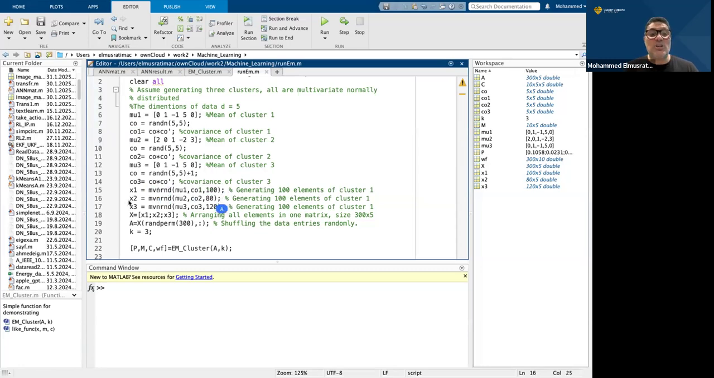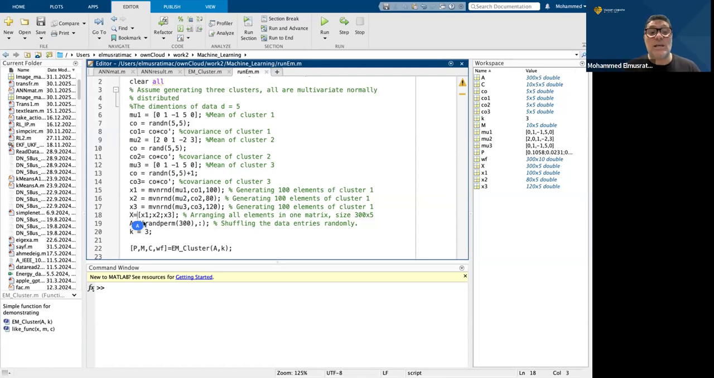Okay, and then I generate also x2, and in x2 I used a different number of entries. So I use only 80. I want to use a different number of entries in each cluster, so not necessarily the same number. And then I use mu2 and covariance 2, and also for x3 I use 120 entries with mu3 and covariance matrix 3.